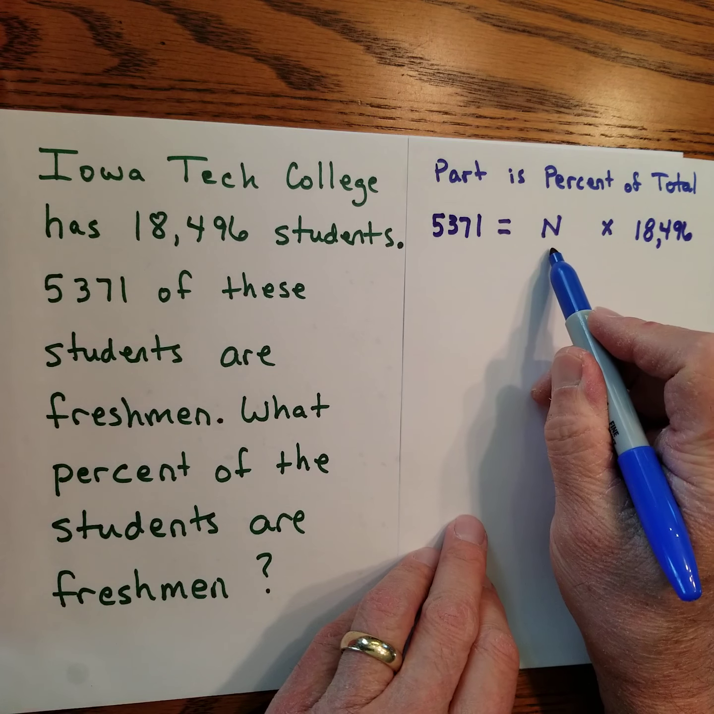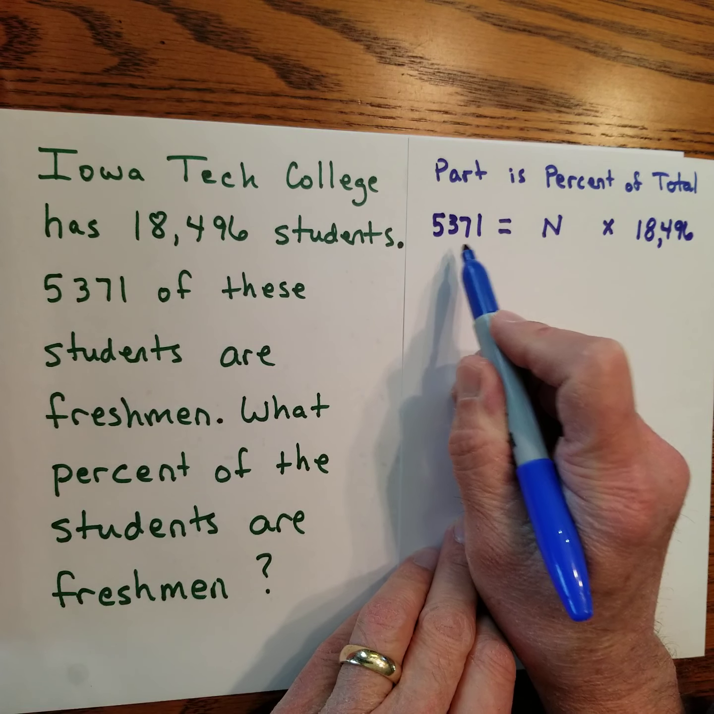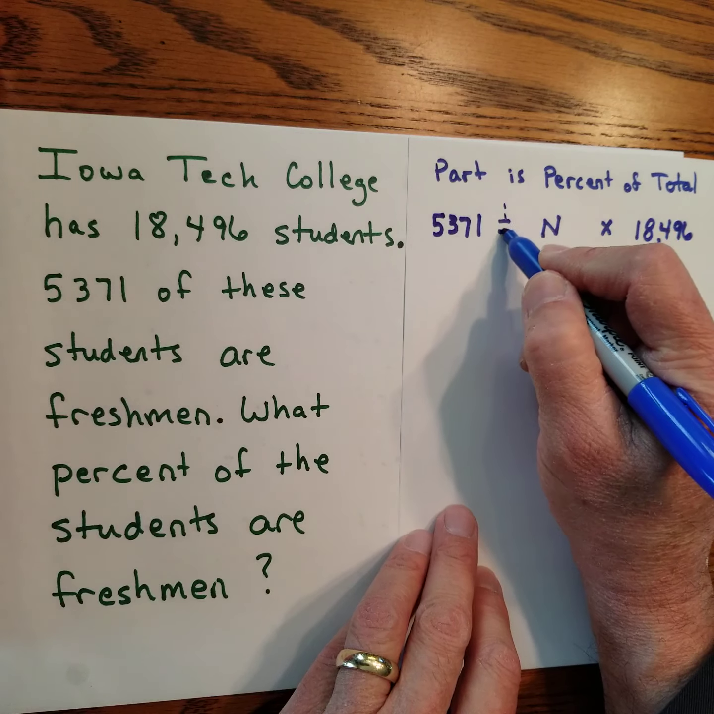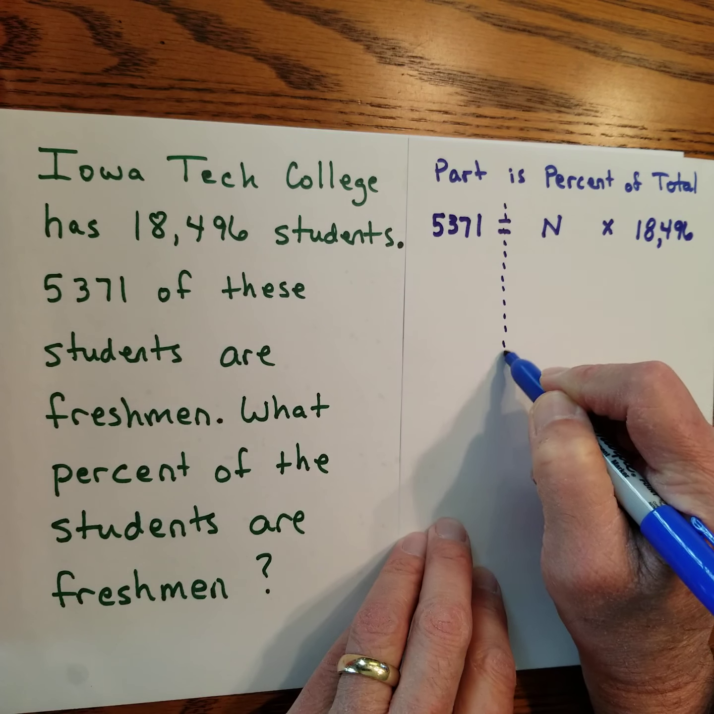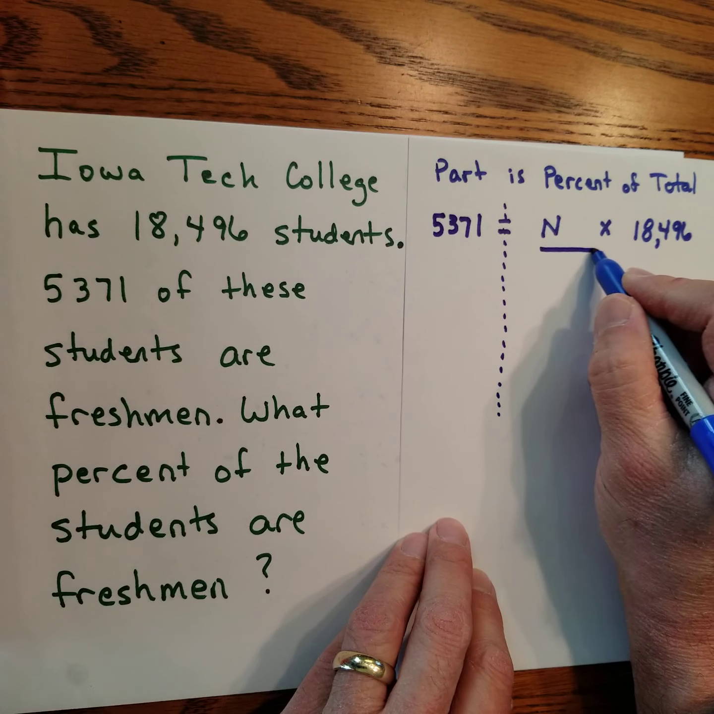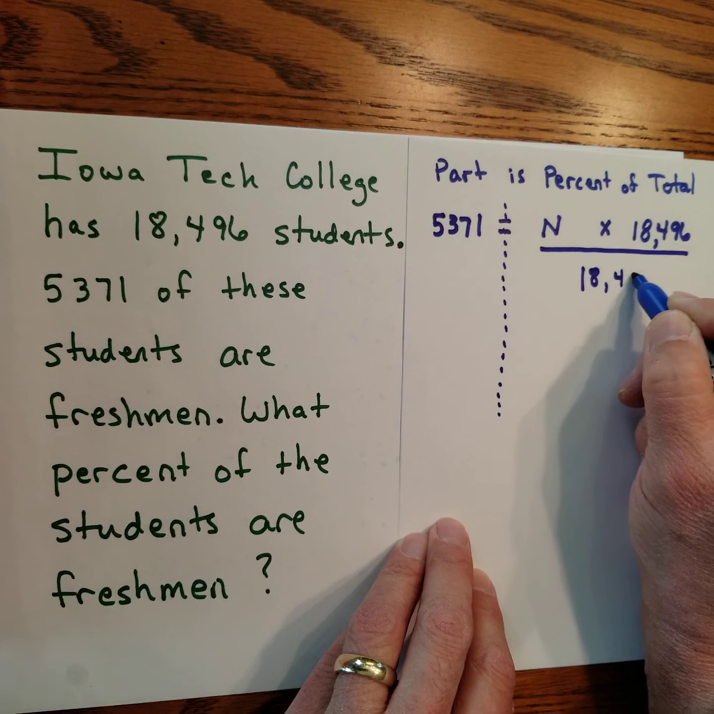Final question, 5,371 of them are freshmen. Final question, what percent of them are freshmen? Now, if we solve the equation, we'll have the answer. Here we go. Inverse of multiplication is division. We'll divide by 18,496.